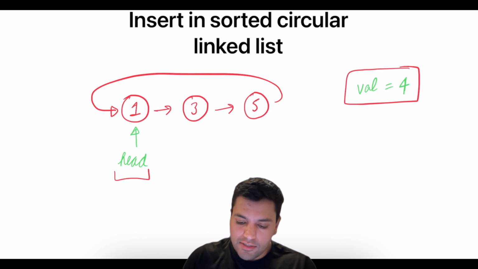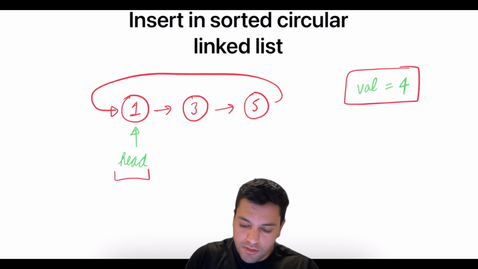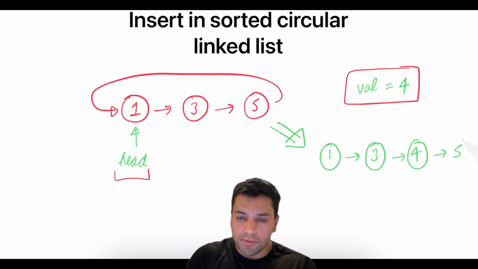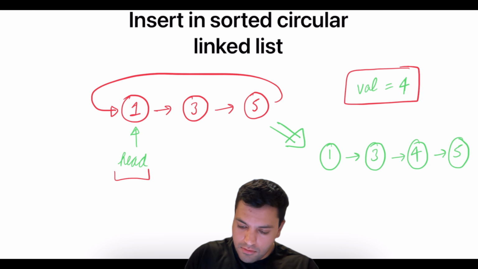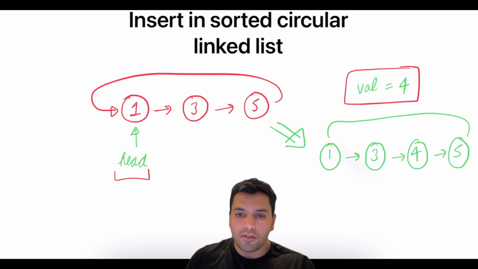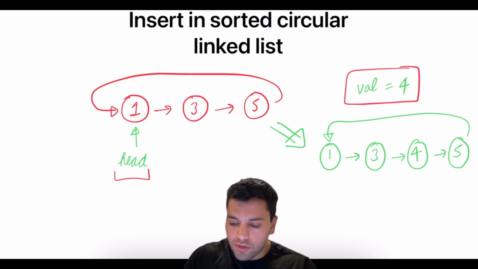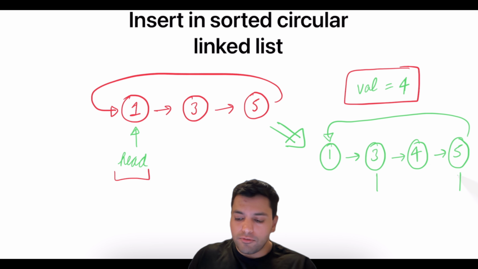So for this linked list, the final output would look something like this: 1, 3, 4 and 5. The final linked list should also be sorted. By sorted, I mean it's in non-decreasing order, so this linked list can have duplicates. This node 4 is going to come in between these nodes 3 and 5, so we have to find a position where we can insert a value.